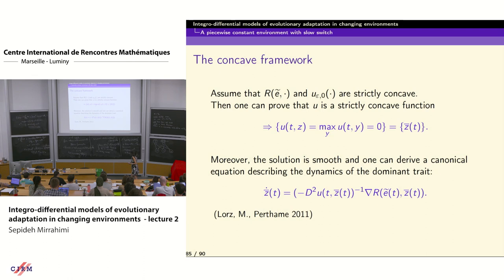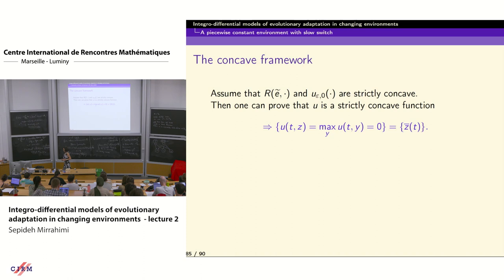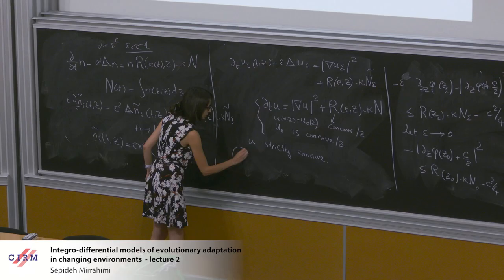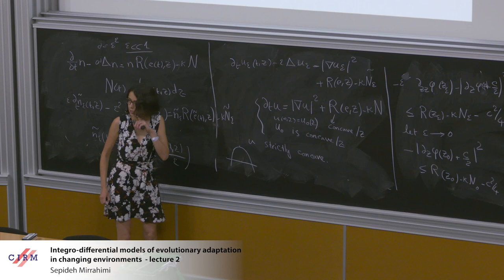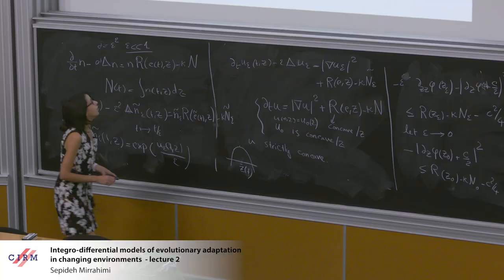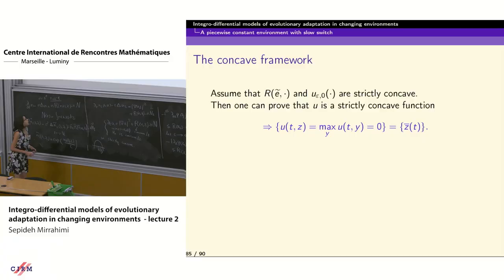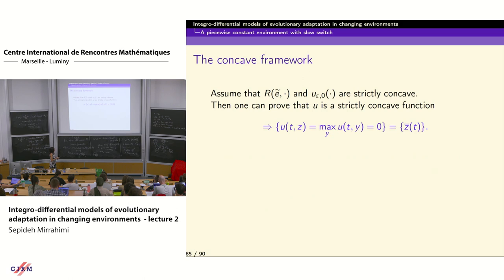First of all, it is a strictly concave function, and a strictly concave function has a unique maximum point. So if U is a strictly concave function, it has a unique maximum point that we will call Z bar of t. And so this would imply that this set has a unique point, which would mean that the phenotypic density will be concentrated at this point.